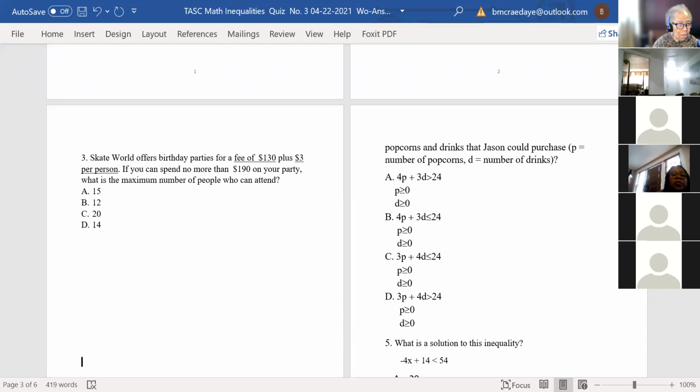Which one are we doing? Number 3. What's the fixed cost, Vanessa? Remember you have a fee of 130 plus. That's right, the fixed cost is the fee. Yes, fee of 130.